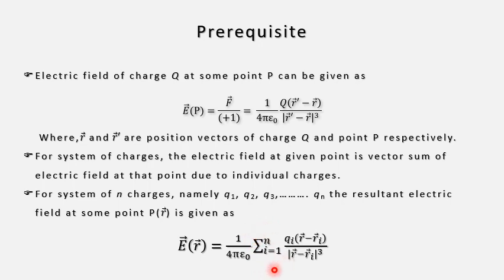If you have continuous charge distribution, we prefer integration, and here instead of Q we may have lambda dl or sigma dA or rho dV. Okay, so with that let us start trying to find out important features about electric field.